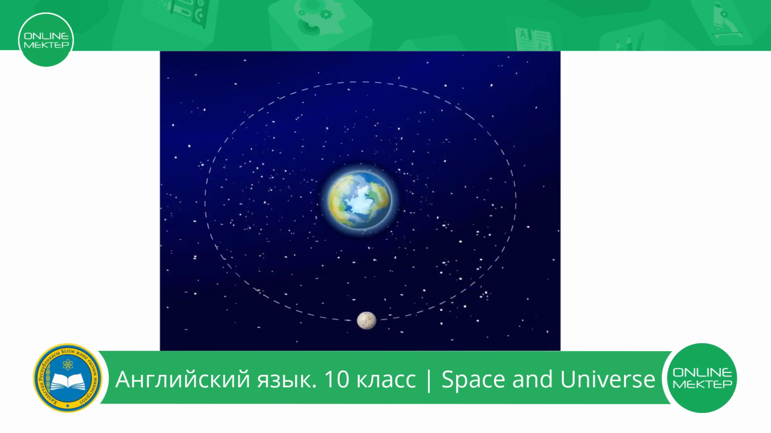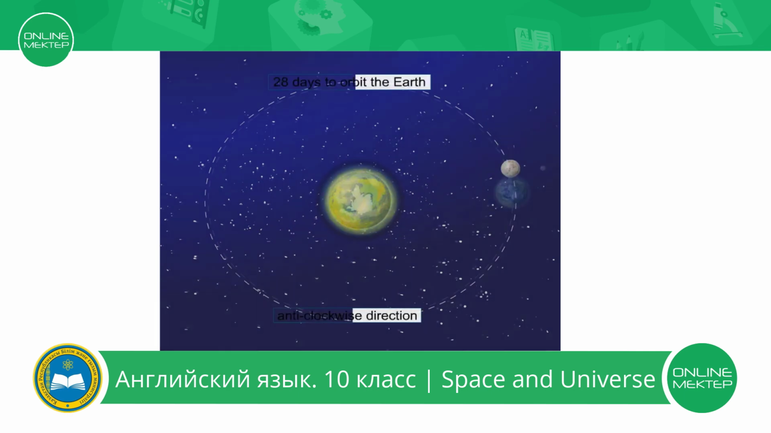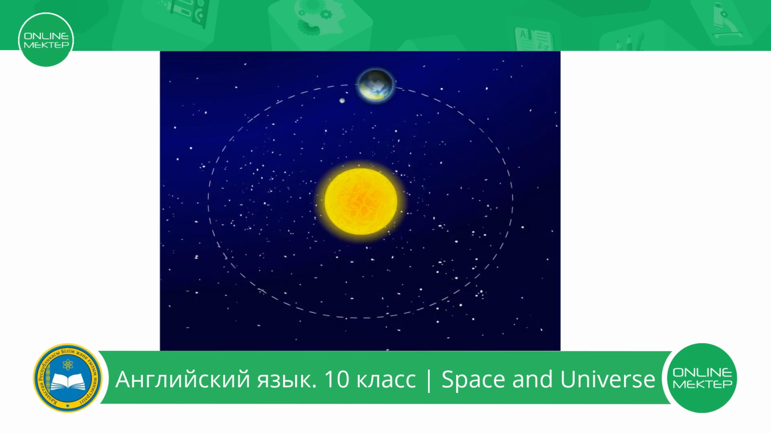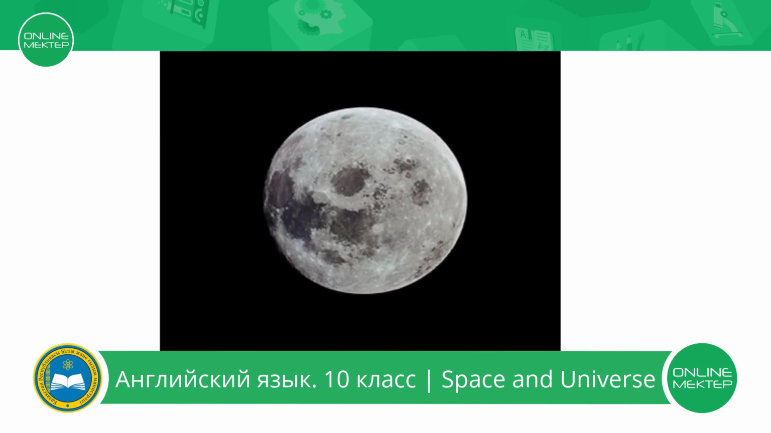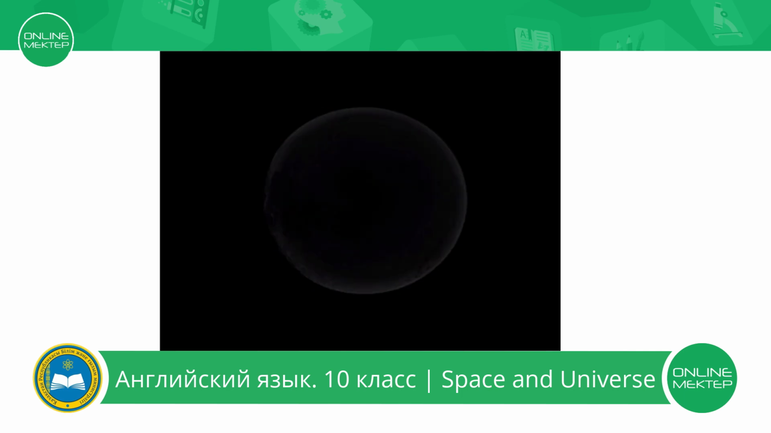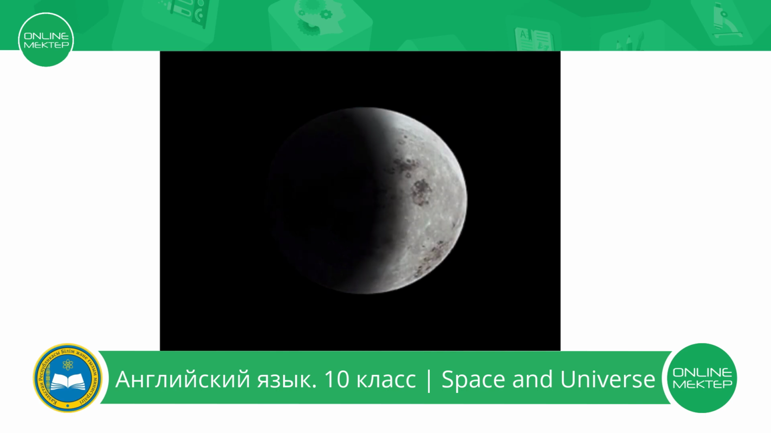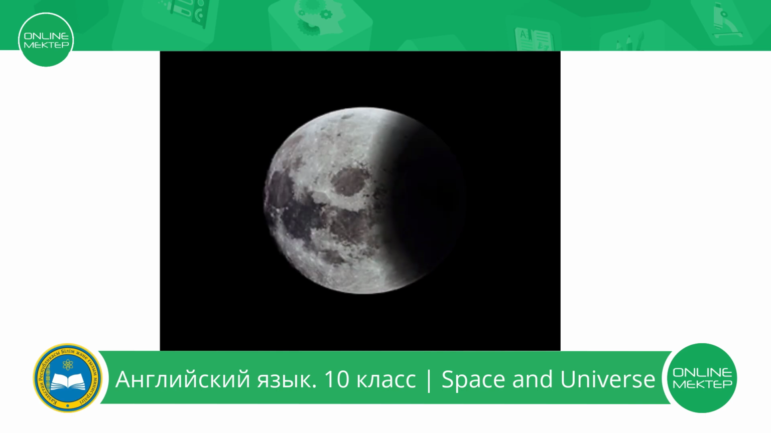The Moon orbits the Earth, taking 28 days to do so, travelling in an anti-clockwise direction. The appearance of the Moon changes during each orbit, because only the part of it which reflects light from the Sun is visible. This changes as the Moon's position changes relative to the Earth. When the Moon is between the Earth and the Sun, it is not visible at all. When the Moon is on the opposite side of the Earth to the Sun, we see a full moon. In between these times, only a lesser part of the Moon's surface is visible.